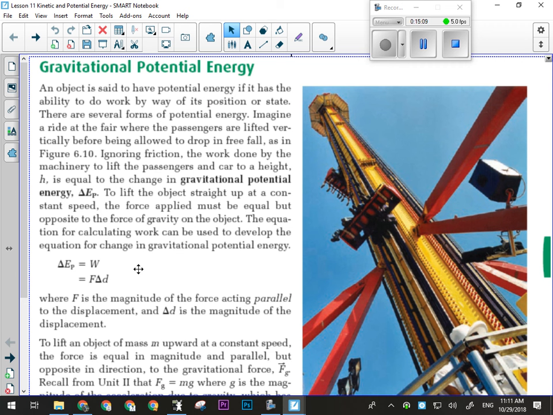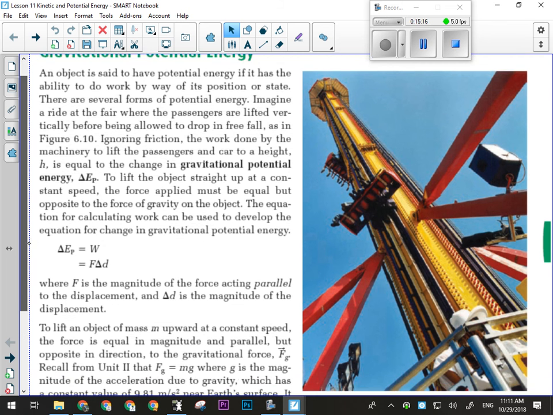There's different kinds of potential energy. There's the elastic kind that we'll talk about in Unit 4, but for right now, we're just going to concentrate on gravitational potential energy.